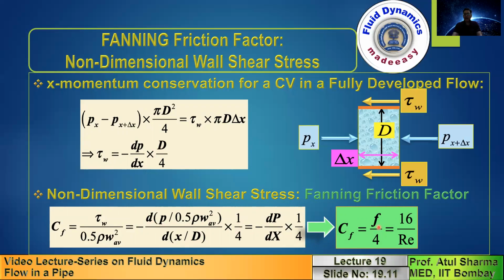I have shown in the previous slide that the Darcy's friction factor is 64 by Re. So 1/4 of it results in the Fanning friction factor as 16 by Reynolds number.